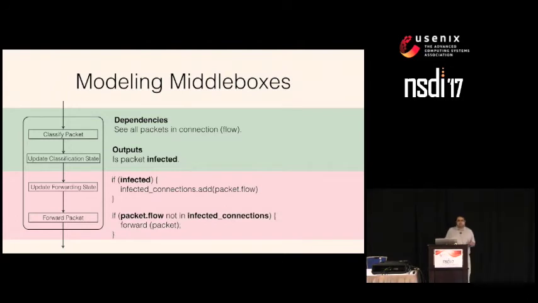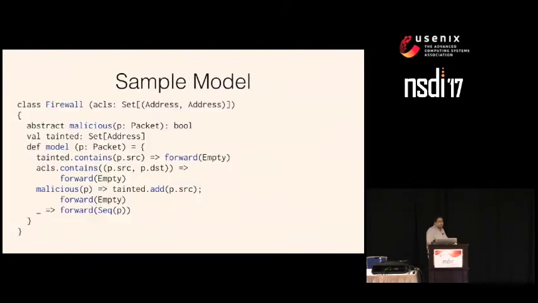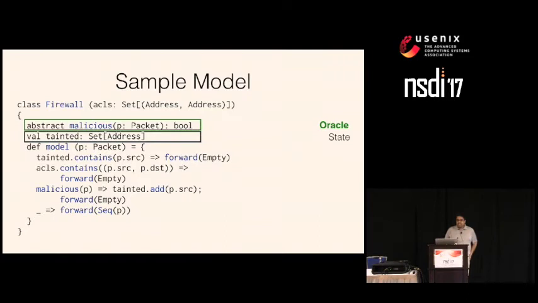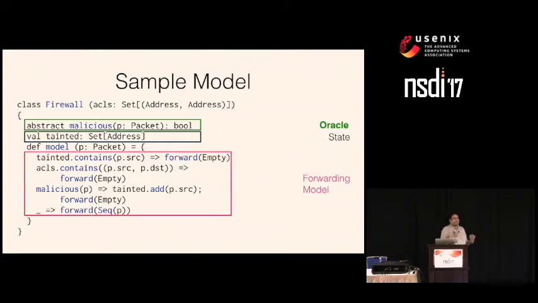So let me actually show you a real sample model from the paper. This is the simplest example that was in the paper, for a firewall. The idea here is we drop packets for two reasons: either because the packet is blocked due to an ACL, or because at some point a malicious payload was detected. To mark things as malicious, we have an oracle that decides whether the connection has any malicious traffic sent or whether the packet is malicious. We have a state that says, have you ever marked this connection as being tainted? And then we have a forwarding model that basically tells you what anything should do based on this.